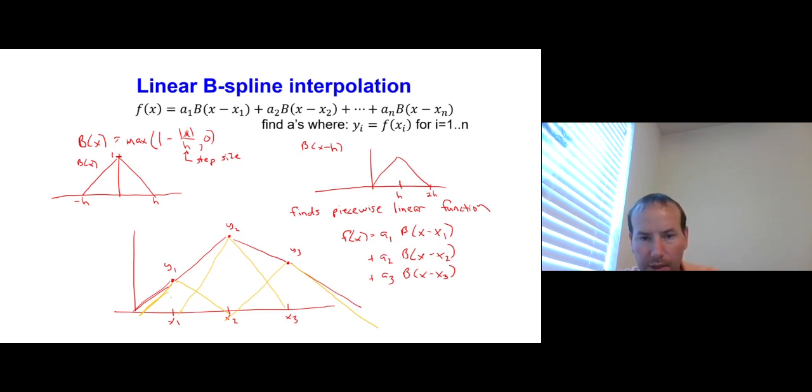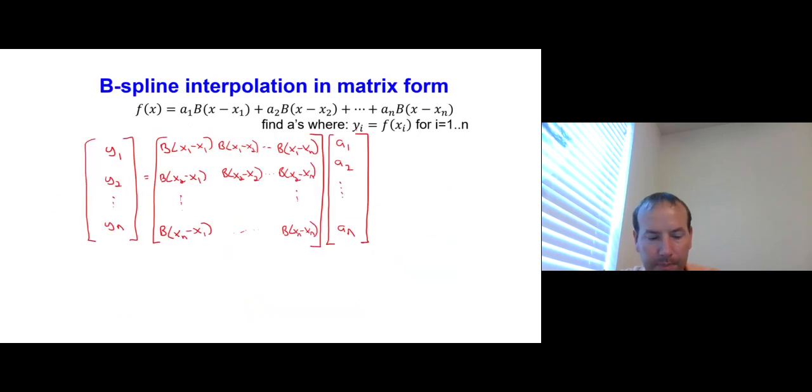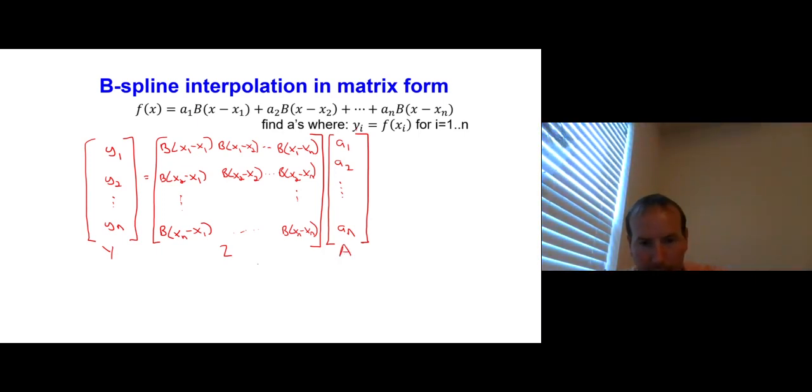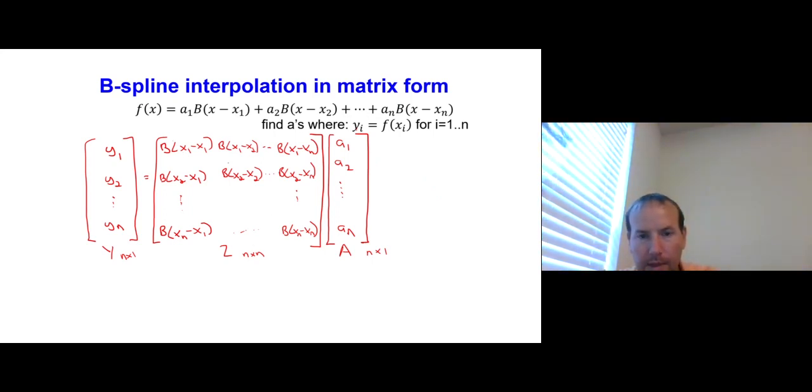We've got these basis functions, and they're going to get added together so that you end up with a piecewise linear function that looks like this. Let's look at how we represent this in matrix form. In matrix form, the overall pattern is the same as what we've had before. We had a Y matrix, a Z matrix, and an A matrix, and the Z is n by n, the Y is n by 1, and the A is n by 1. And then in the middle of the Z matrix, instead of being a column of ones and then squares, they're combinations of these basis functions that are shifted by different amounts.